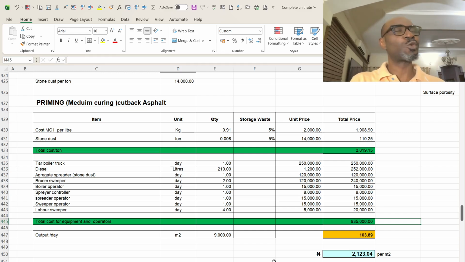This is the cost for priming, spreading of stone dust over it, and at the same time sweeping off the excess dust over the primer. It comes to 2,123 naira 4 kobo. So basically, this is the way to go when you want to price a prime coat on a road construction.